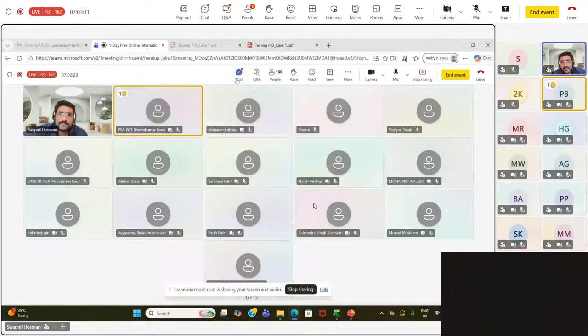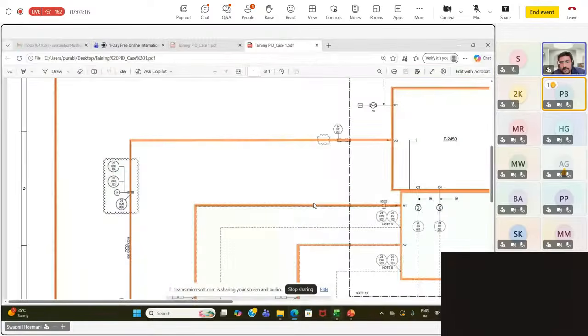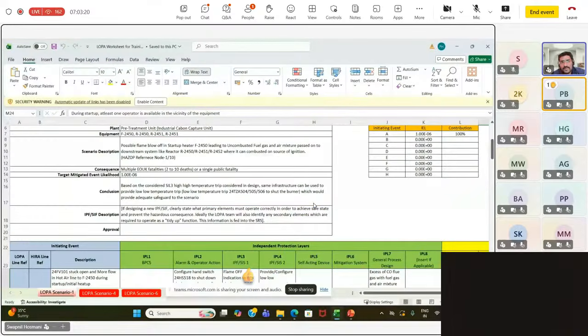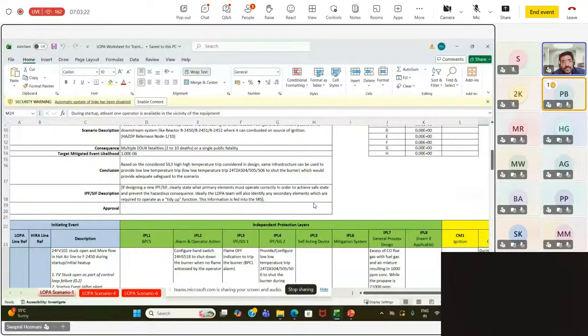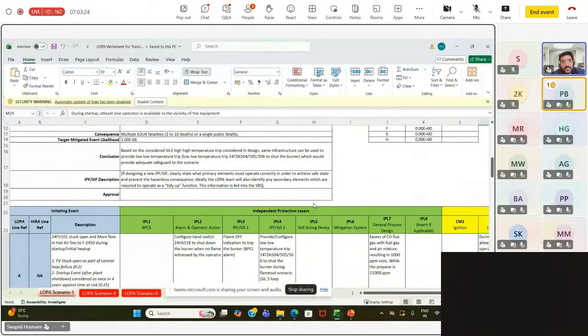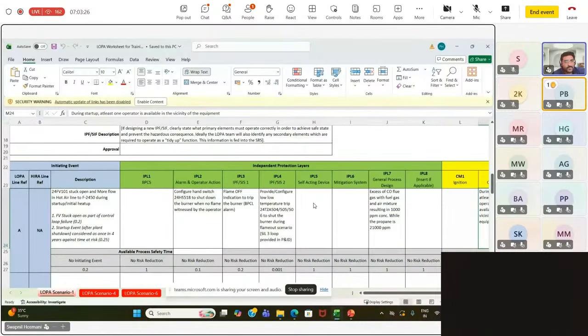Okay. Now, if you have understood this part of the system design, then let's look at the HAZOP part we have discussed. HAZOP is already documented. We'll look at the LOPA aspect of it. So now you see, this is the scenario, stuck open of this valve. Now, based on this FV stuck open as part of control loop failure, the client has provided certain definitions, okay?